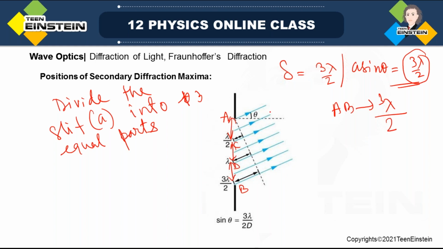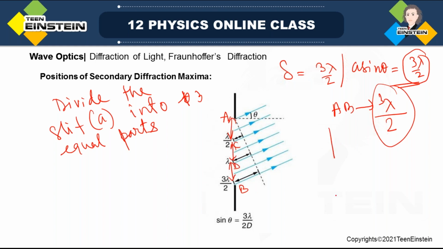I am saying that the first secondary maxima will occur if the path difference between the lights which are interfering at a particular position is 3 lambda by 2. There you will get the first secondary maxima. So 3 lambda by 2, that means the light going from A and B will give you 3 lambda by 2.